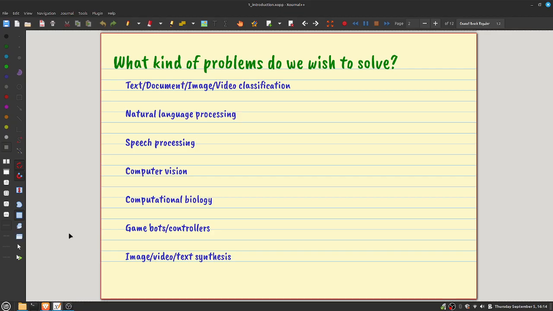For example, you may want to solve a text, document, image or video classification problem. Suppose someone gives you a piece of text, maybe an email, you want to classify whether it's spam or not. Or if you are given a document or maybe a book, maybe you want to categorize it into different topics. For example, is this a math book? Is this literature? Is it philosophy?